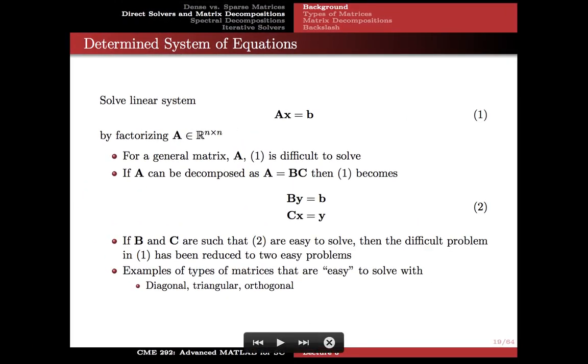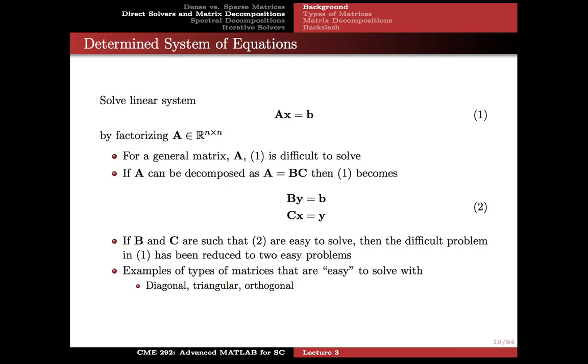We will now go over an overview of the matrix factorizations which will help us in solving linear systems of equations, linear least squares, and also instability analysis. Let us first consider solving the linear system Ax = b where A is a square matrix. For a general matrix A, this can be difficult to solve.